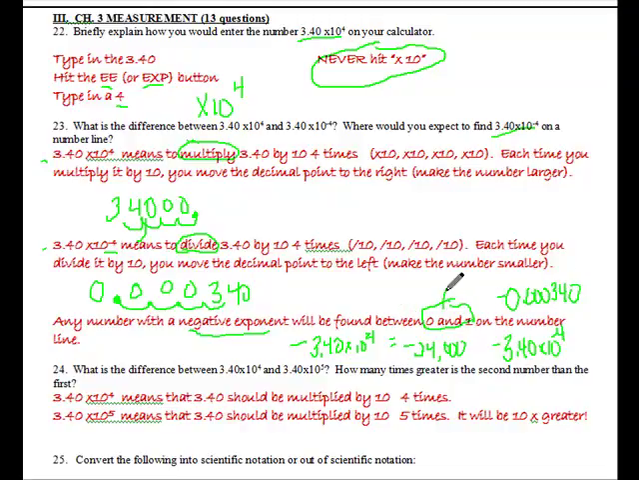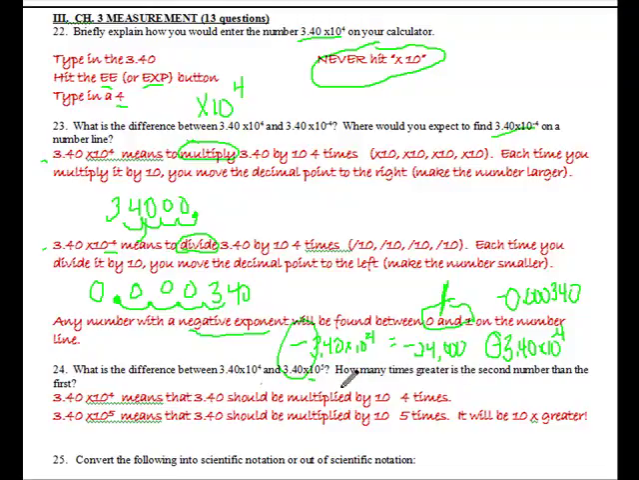So a negative exponent means it's going to be between 0 and 1, either on the positive side or the negative side. The negative out front tells you which side of the 0 it's going to be on. The only way to get on the negative side of the number line is to have a negative out front. The negative exponent will just get you between 0 and 1. Negative exponent means keep dividing. It's going to be a small number. All right, number 24. What's the difference between 3.40 times 10 to the fourth and 3.40 times 10 to the fifth?